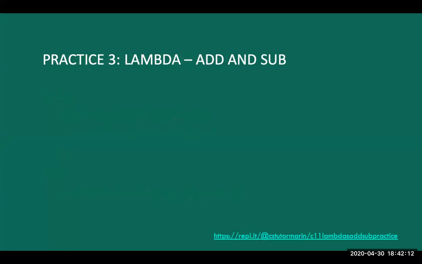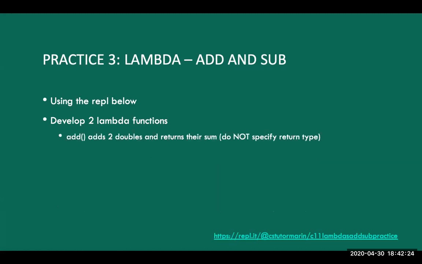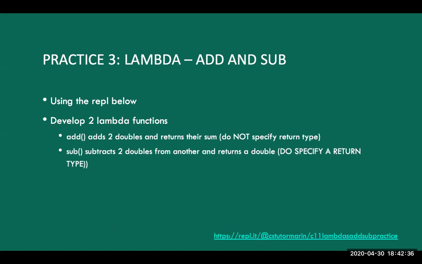So let's try an example. All right, so we're going to do addition and subtraction for you. That was a long dry spell without you guys doing anything, so hopefully people are still awake. We want to develop 2 lambda functions, an add that adds 2 double type values and returns their sum. Okay, and don't specify the return type in this particular case, just to see what happens.